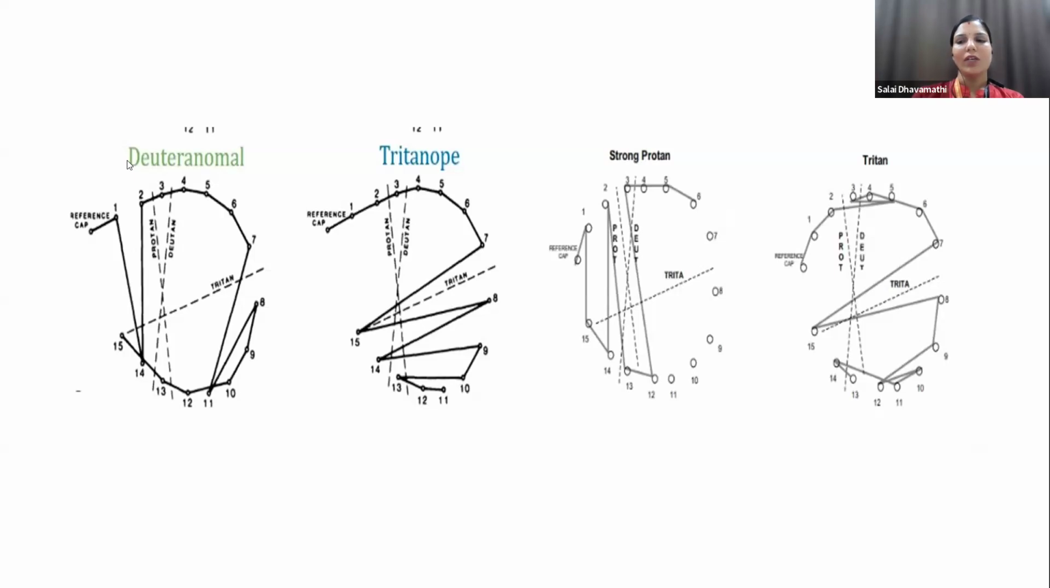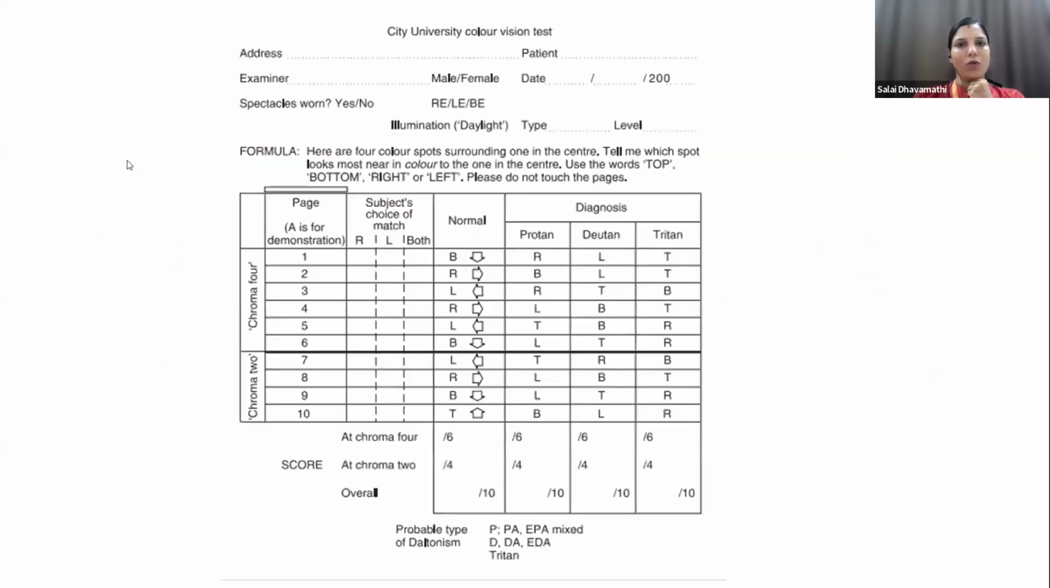If the patient is having any near vision correction, with the correction only you have to do this. This is one thing I just wanted to say. And one more is the City University test. This is the scoring sheet for City University.